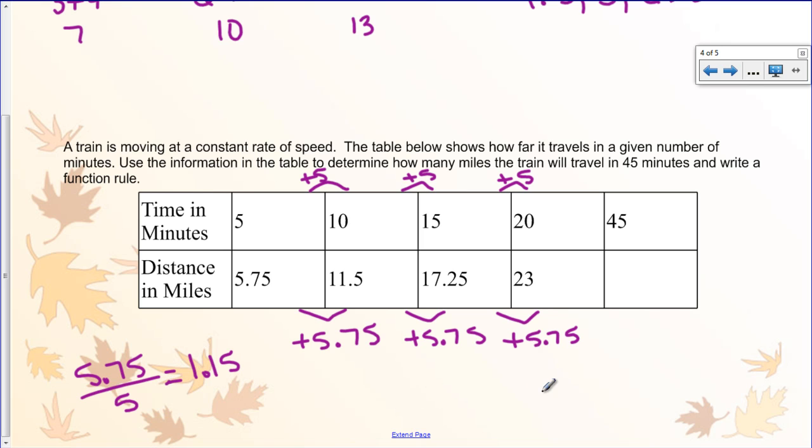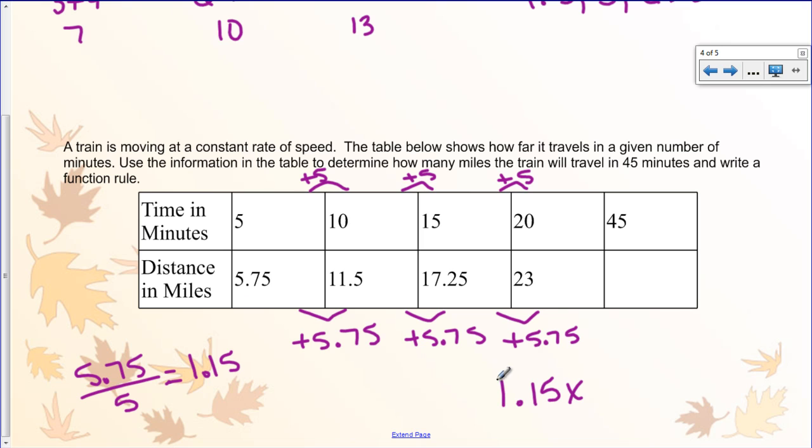So my function rule is going to start with this. For every single minute, I'm adding 1.15. So I'm going to do 1.15 times x. And then we've got to see if there's anything else to do. So I'm going to multiply by 5. Well, that equals 5.75, which is exactly what it's supposed to equal. So that is your function rule.